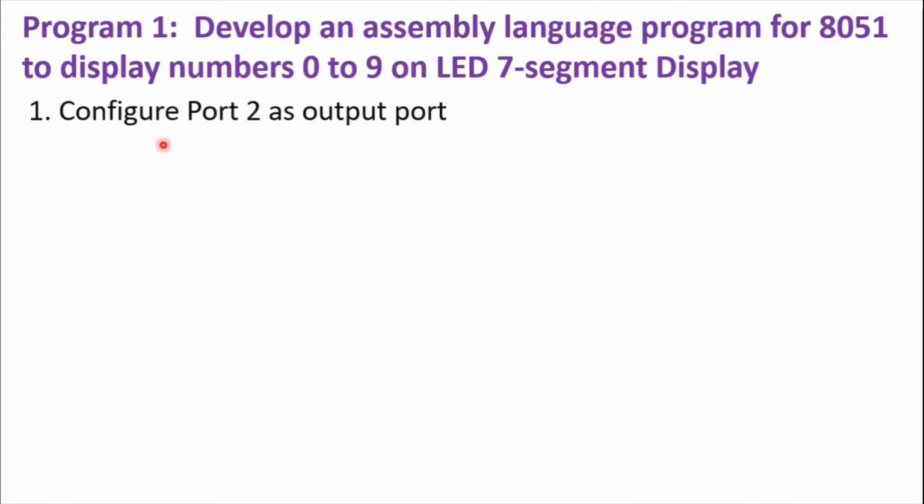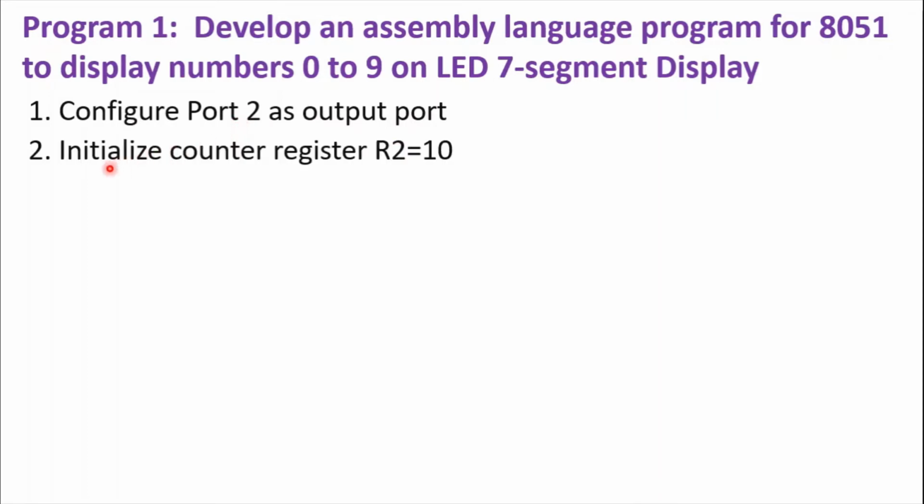The first step is to configure the port as an output port, because the LED 7 segment display is connected to one of the ports and the LED 7 segment is an output device. So configure the port as an output port. I am using port 2 for connection of the LED 7 segment display. That's why I have written configure port 2 as an output port. Depending on the hardware connections, you have to configure that port.